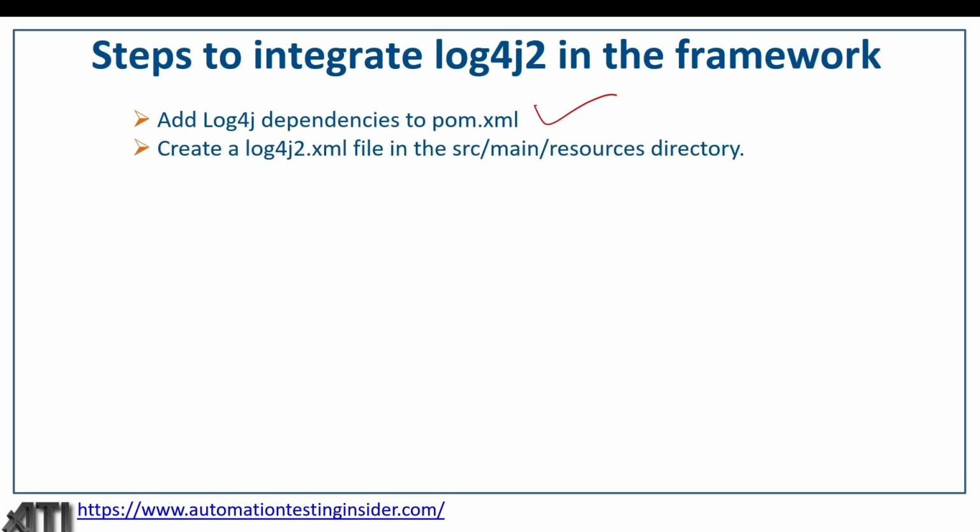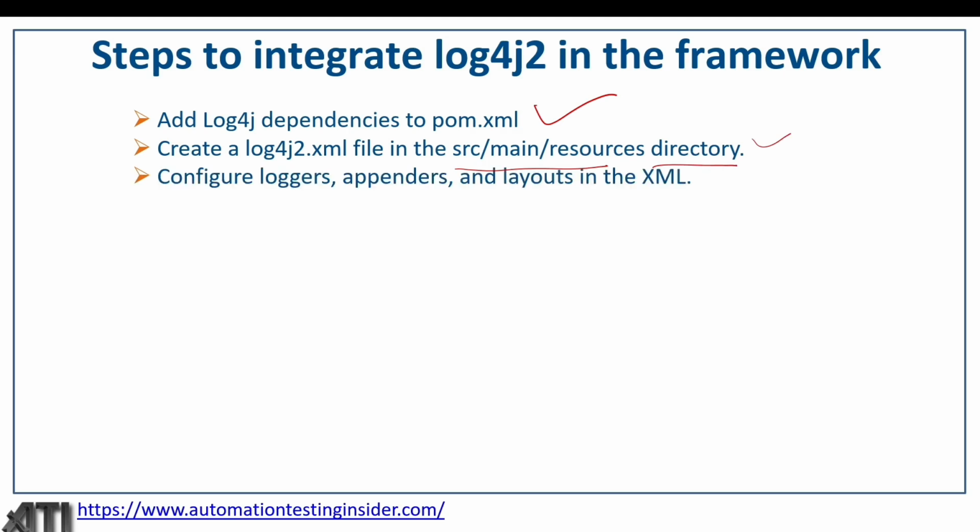Create a Log4j.xml file in the particular folder directory in the root directory of the application, probably like src main resources. You can keep this Log4j.xml file there. I think we have already created the Log4j.xml, but we haven't written any contents inside that. So configure loggers, appenders and layouts in the XML. These two points: we need to write a Log4j.xml file and configure it with loggers, appenders and layouts.